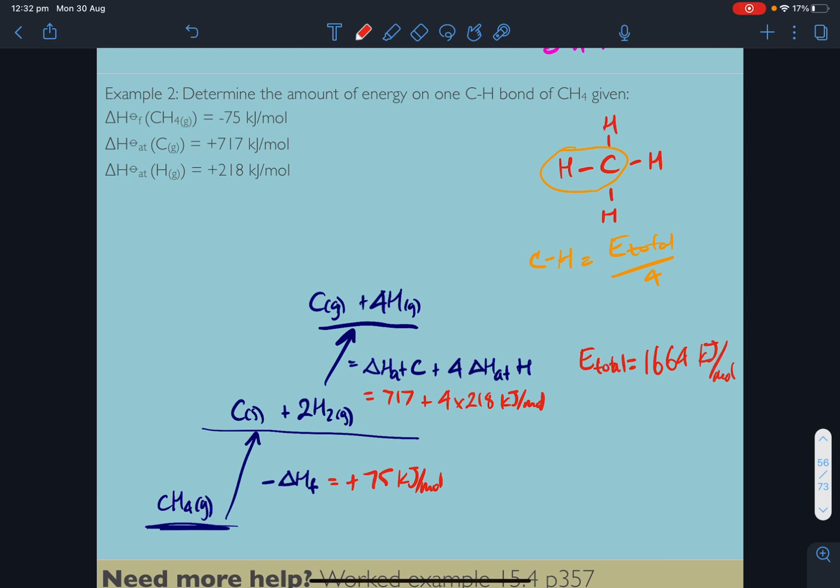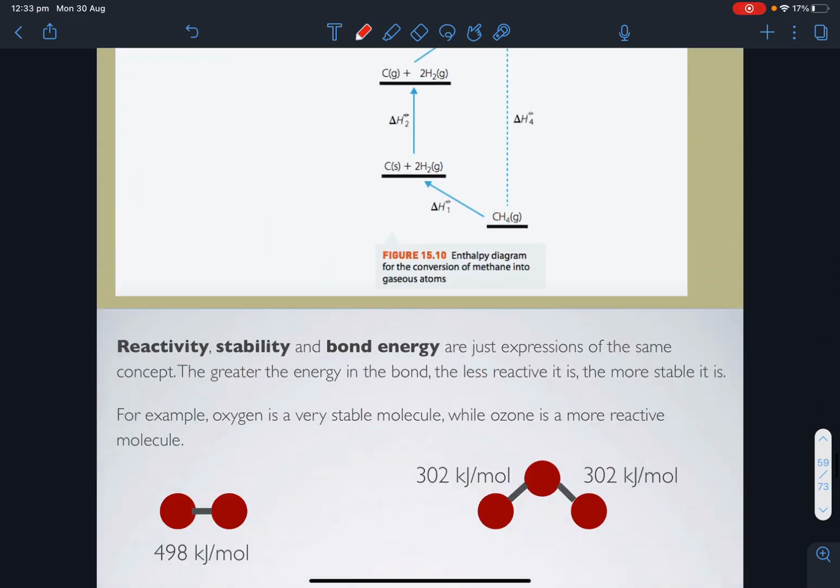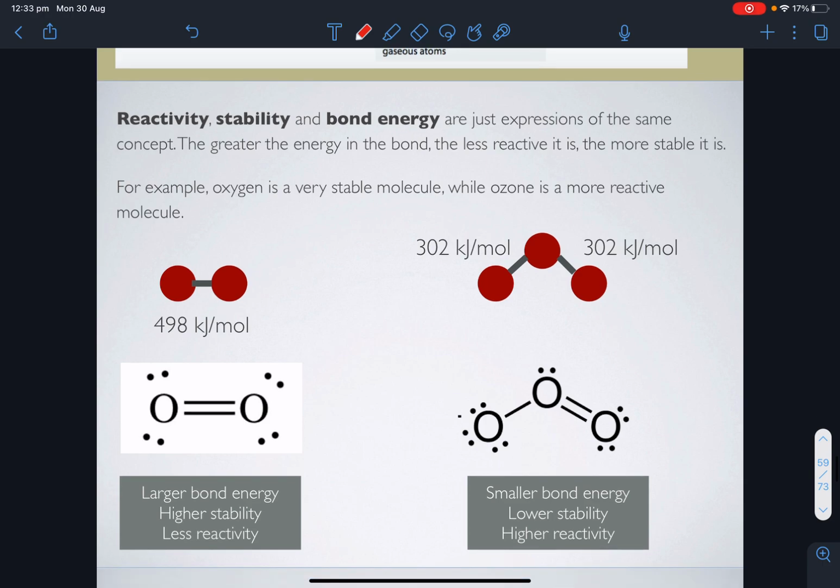So methane as total in all those 4 bonds has 1664 kilojoules per mole. So for each bond, it's that divided by 4. So carbon-hydrogen energy equals 1664 on 4 kilojoules per mole, which equals 416 kilojoules per mole. Alright, there are some worked examples from the textbook.